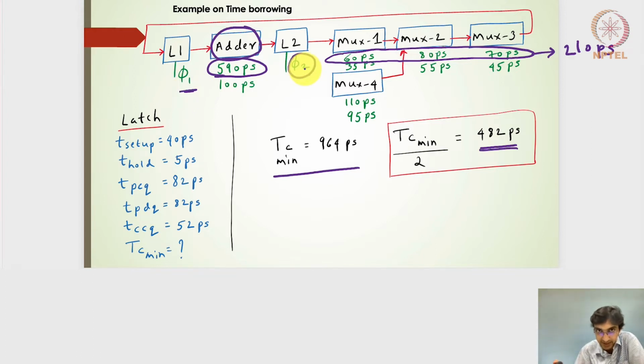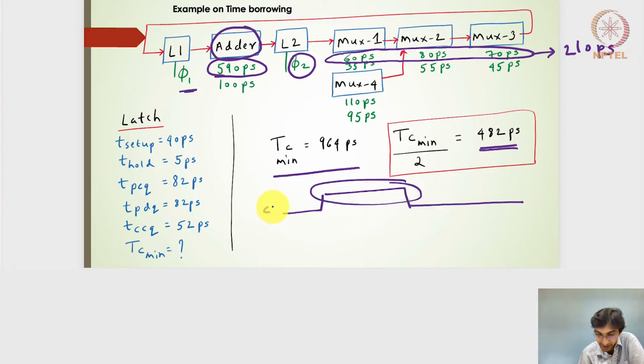And how much is it extending? From among this 590, we know that 482 picoseconds is only the level high, the clock level high here. But the adder is going to take more than 482 picoseconds, and then we need to understand how much time it is borrowing.